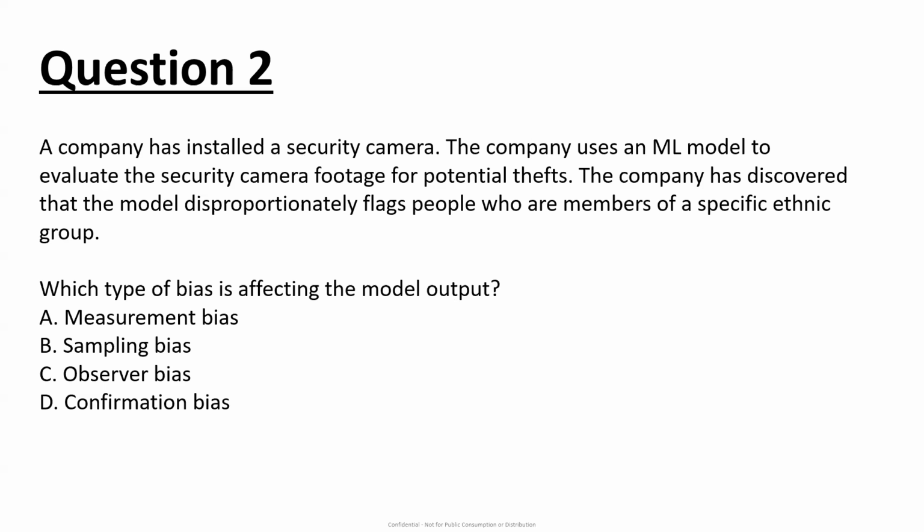Here it is showing disproportionately flags, meaning the proportion is not correct. Like I was giving the example, in a class of 10, 8 are boys, 2 are girls. Obviously the proportion is not correct. So you can think this is a sampling bias.